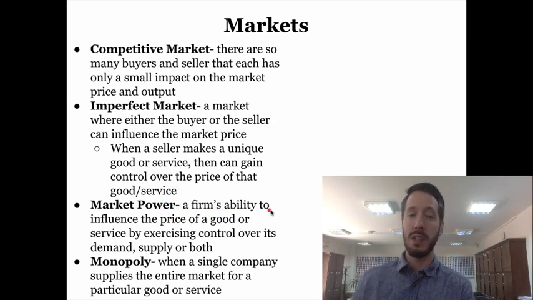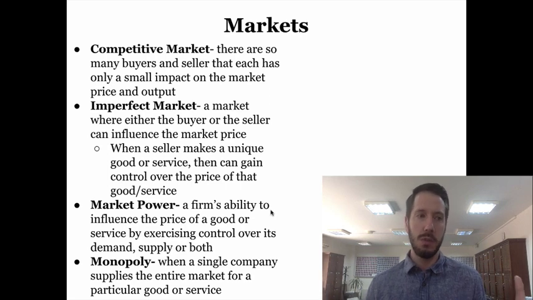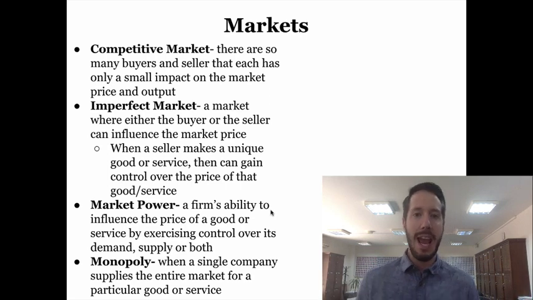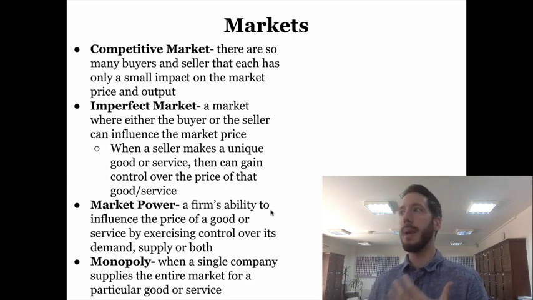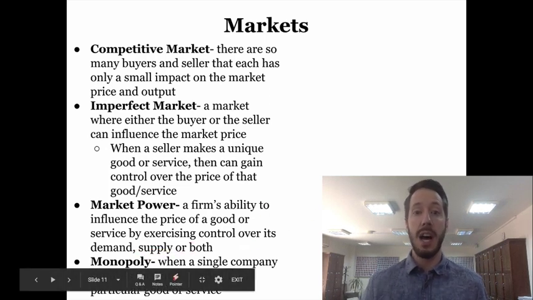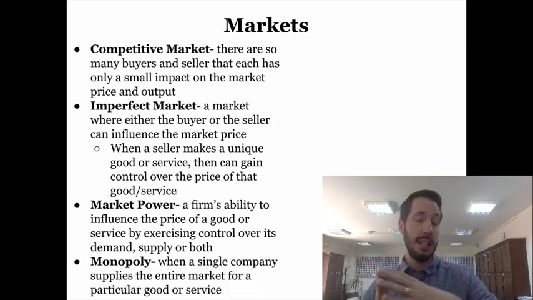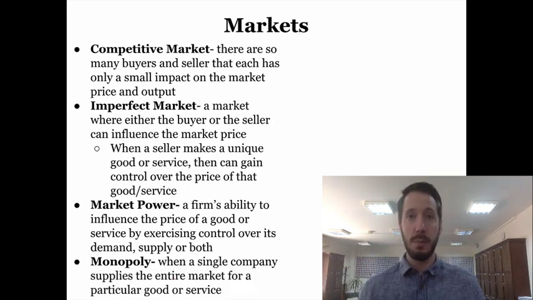Market power is a business's or a firm's ability to influence the price of a good by having control over its demand, its supply, or both. So let's talk about De Beers. It's a company that owns most of the diamond market. And it can control the price of diamonds based on how much it releases. It controls a lot of the supply of diamonds. Whereas a monopoly is when a single company controls the entire market for a particular good.